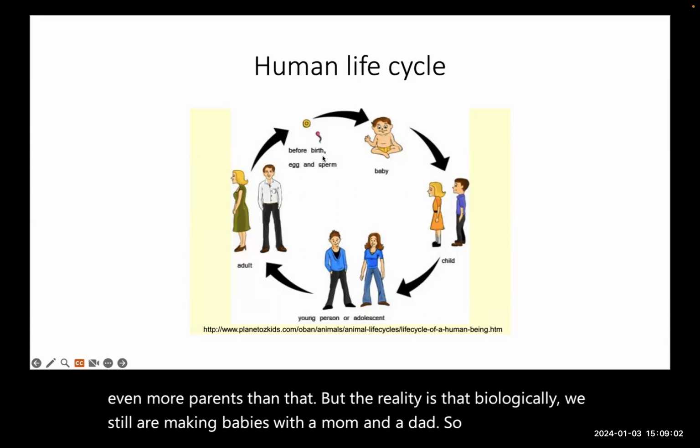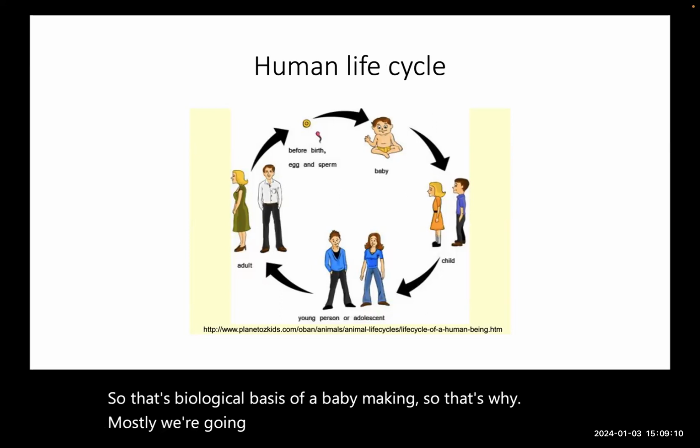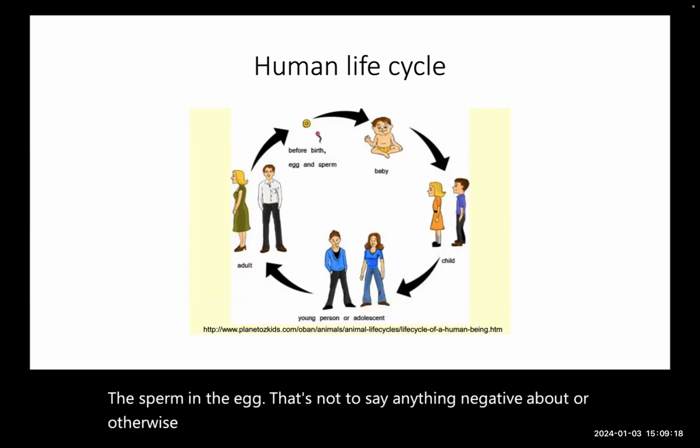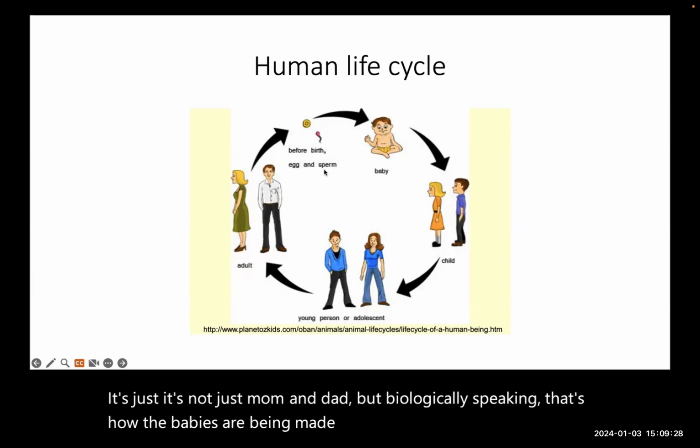But the reality is that biologically, we still are making babies with a mom and a dad, so sperm and egg. That's the biological basis of baby making. So that's why we're mostly going to be talking about the sperm and the egg. That's not to say anything negative about the families that look different. It's just that biologically speaking, that's how babies are being made, with the mom and dad, with the egg and sperm.